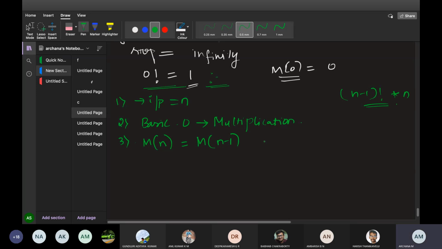Now, we need to keep on formulating this. Look here, I'll tell you how to formulate this. So, this is the formula. Am I audible to you people? Yes, ma'am. So, n minus 1 factorial into n. This is very important. You need to convert this into a mathematical formula.